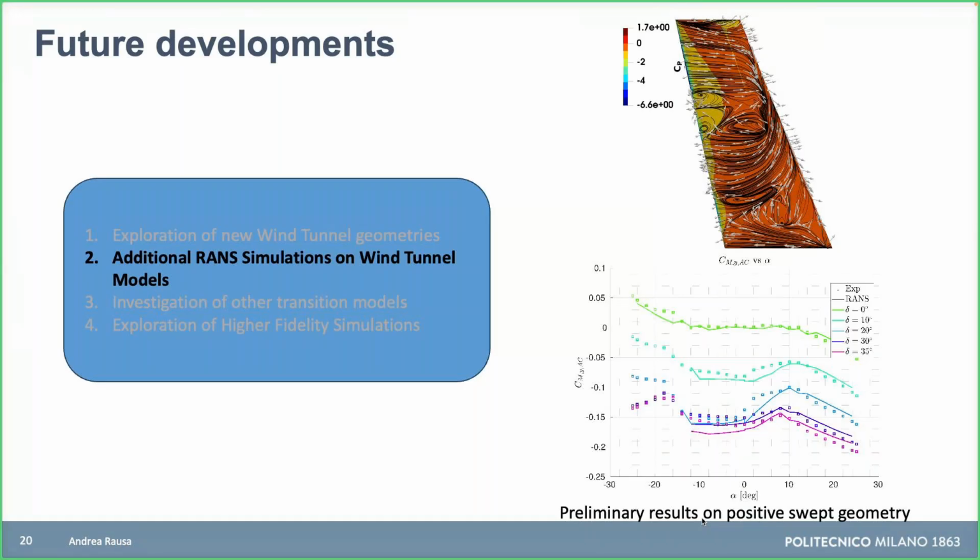Once we have these new geometries, then we can try and simulate those geometries with positive and negative sweep angles and see if RANS, not only at positive angles but also at negative, can have good predictions, and we see from preliminary results that it does.